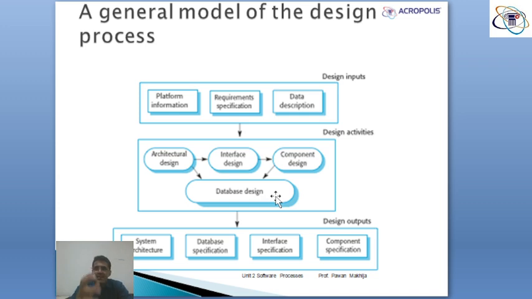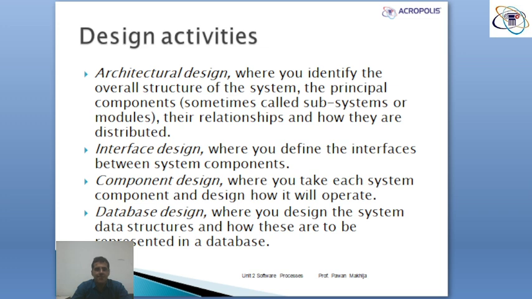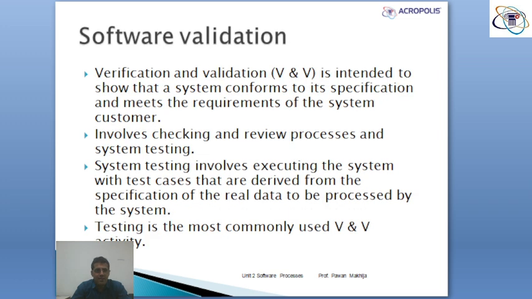These are all the essential parts related to the overall software development, and they are going to help us, right? And the outputs will be: when we talk about architectural design, it maps the system architecture. When we talk about database design, it gives us the database specification. When we talk about interface design, it gives us the interface specification. And we have component design, which gives us the component specification, right? So this is a design process that is very easy. These are activities we have already discussed: architectural design, interface design, component design, database design, right?